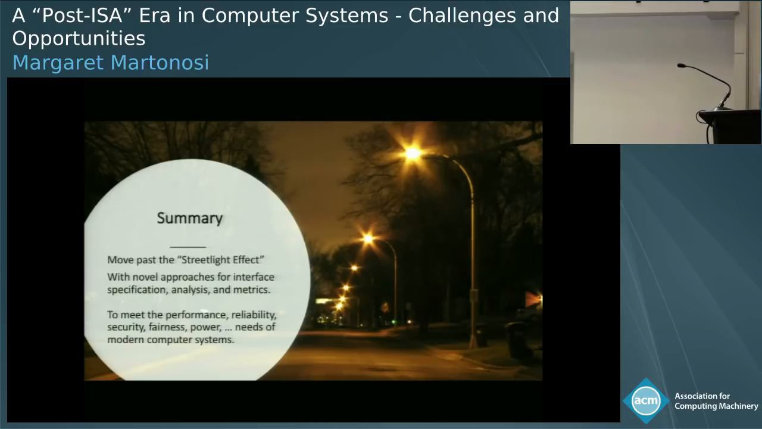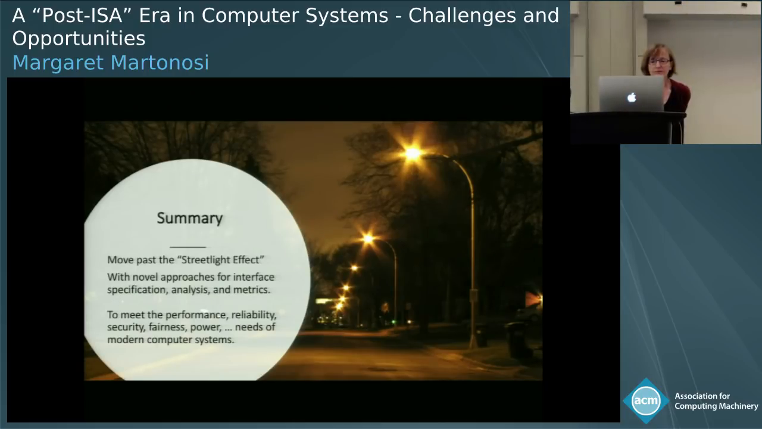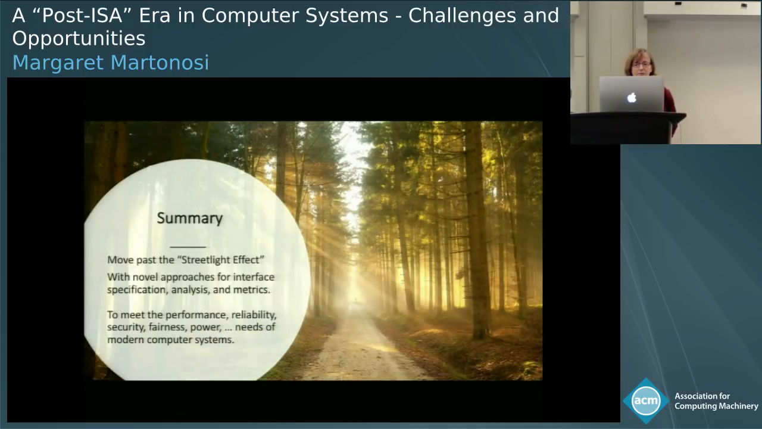So overall, coming back to this kind of dark picture, the goal of our work is to take more metrics and move them past the streetlight effect. So 20 years ago it was power, but now I would argue that it's security, it's verifiability, and so forth, and to move us into a happier trail in the light instead.